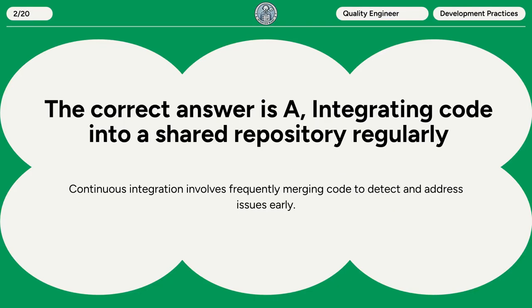The correct answer is A. Integrating code into a shared repository regularly. Continuous integration involves frequently merging code to detect and address issues early.